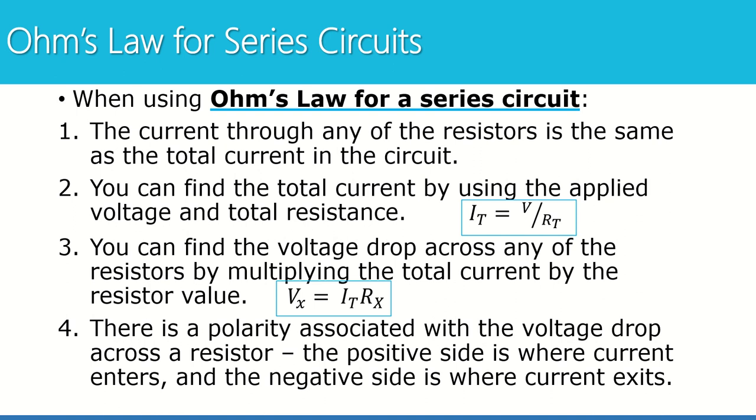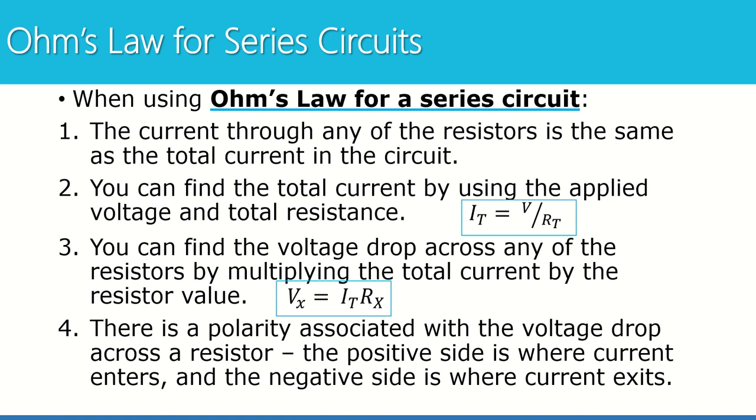So we know that with a series circuit, there is one total current that flows through each element. And we can find that total current by using the applied voltage and total resistance along with Ohm's law. So we can add up all of the resistors to find a total resistance, and then we can take the voltage source divided by that total resistance to get the total current in the circuit. That total current is also equivalent to each resistor's current. You can find the voltage drop across any of the resistors by multiplying the total current by the resistor value. And again, that total current is equivalent to the current through each resistor.